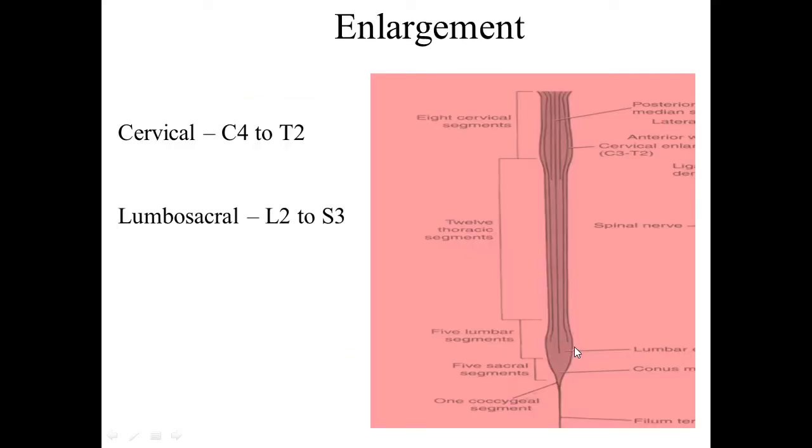In the spinal cord there are 2 enlargements. The cervical enlargement extends from C4 to T2, and it contains motor fibers which supply the upper limb. The other is the lumbosacral enlargement, which extends from L2 to S3 and supplies the muscles of the trunk and lower limb.